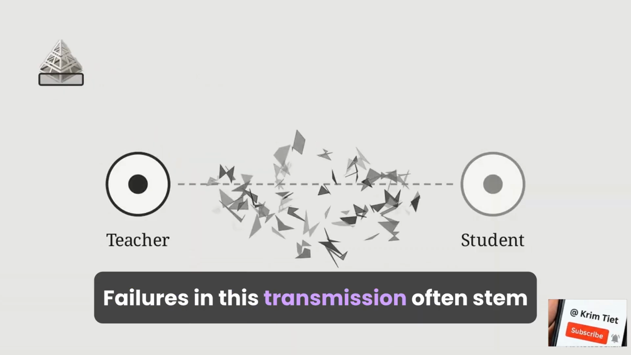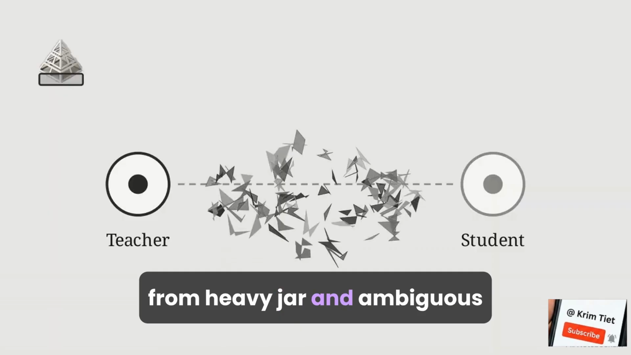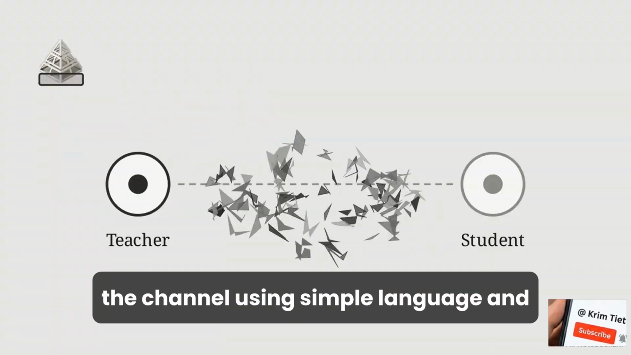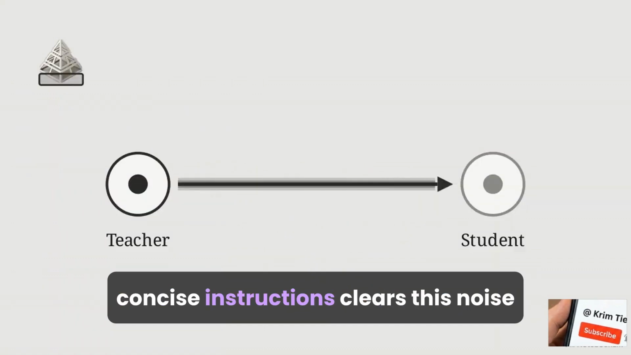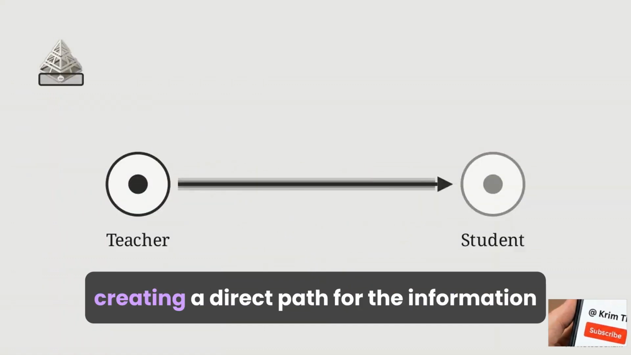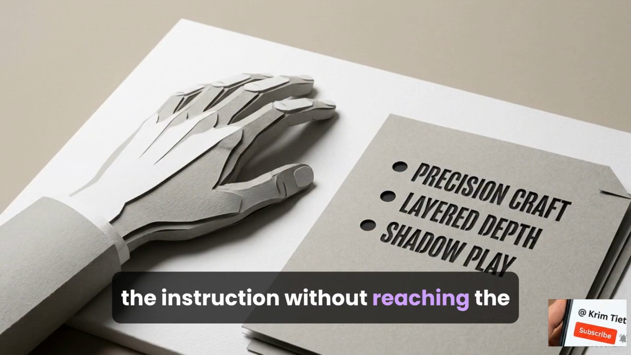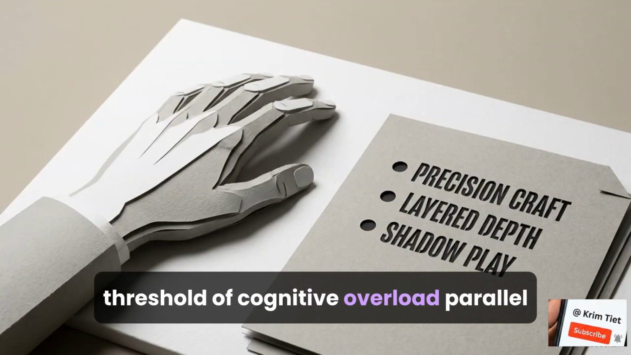Failures in this transmission often stem from heavy jargon and ambiguous explanations, which act as noise within the channel. Using simple language and concise instructions clears this noise, creating a direct path for the information. Brevity ensures the student can process the instruction without reaching the threshold of cognitive overload.